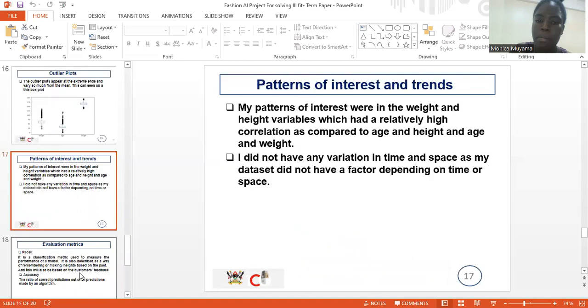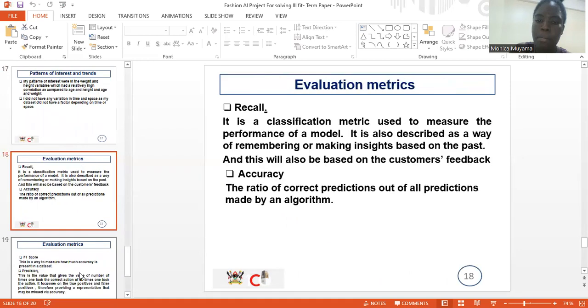Patterns of interest. My patterns of interest were in the weight and height variables, which had a relatively high correlation as compared to age and height, and age and weight. I did not have any variation in time and space, as my dataset did not have any factor depending on time and space.